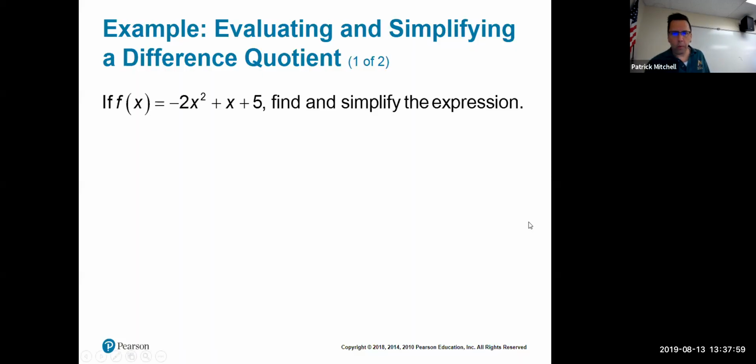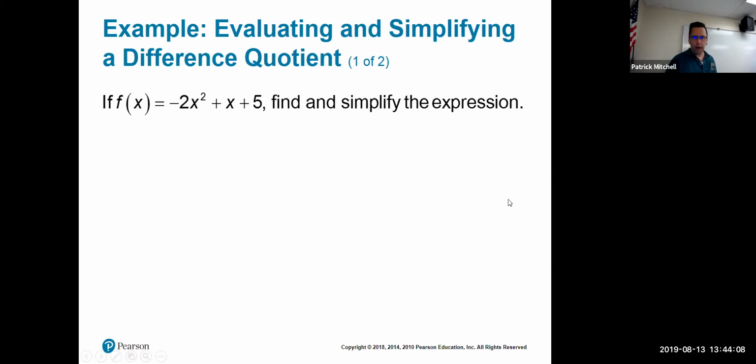Okay, so that was the I do one, and here comes the you do one. All right, so we're going to have you try if f of x equals -2x squared plus x plus 5, we're going to find and simplify the expression, the difference quotient. So the same expression, f at x plus h minus f of x all over h. So pause the video and try that, and then we'll compare notes.